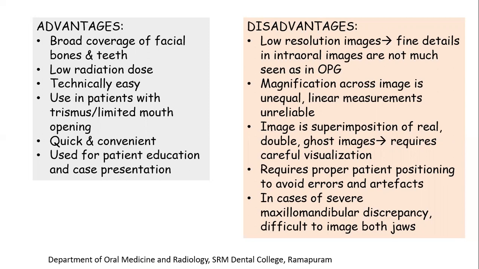Finer details that are seen in intraoral images such as an IOPA are not much seen in an OPG. Magnification across the image is also unequal. So for linear measurements done using an OPG, the mesiodistal measurements are not that reliable. The image is a superimposition of real, double and ghost images, so it requires careful visualization because there is a lot of superimposition of the anatomical structures. It requires proper patient positioning to avoid errors and artifacts. In case of severe maxillomandibular discrepancy, it is difficult to image both the jaws.